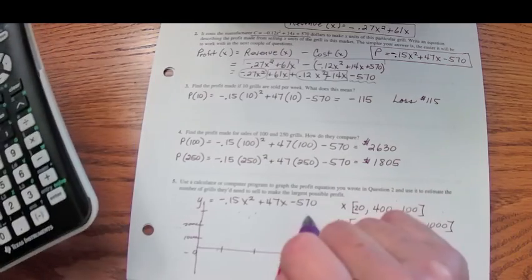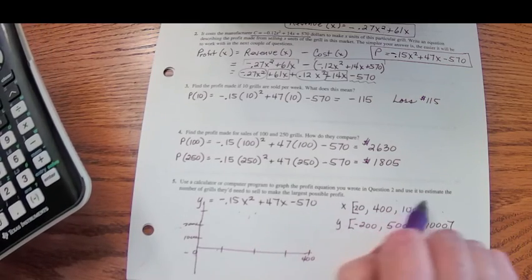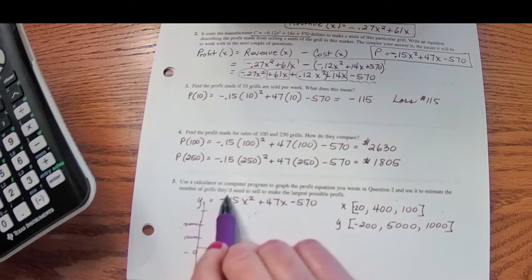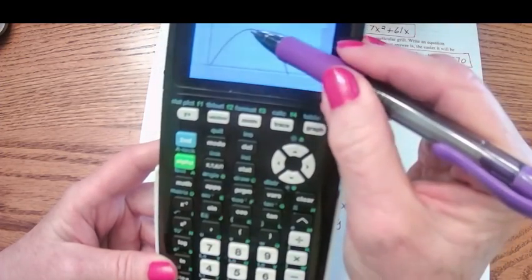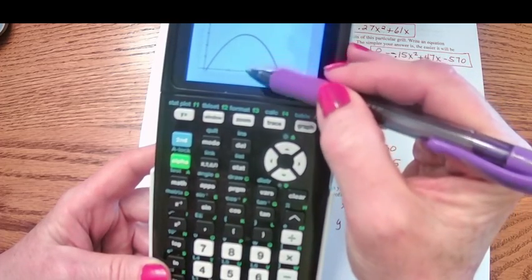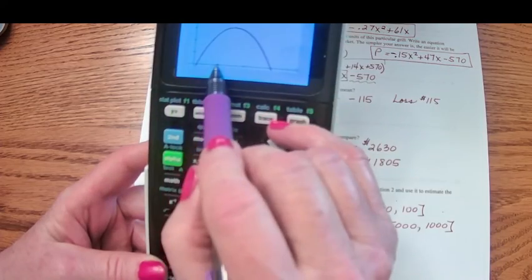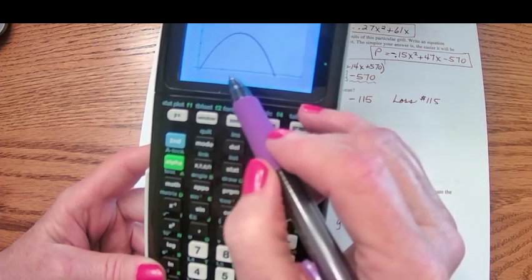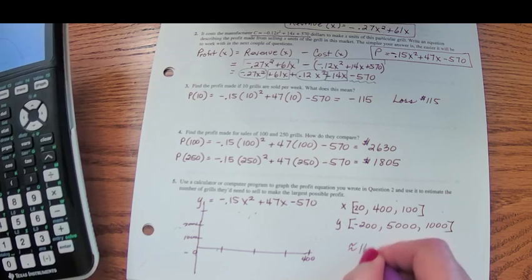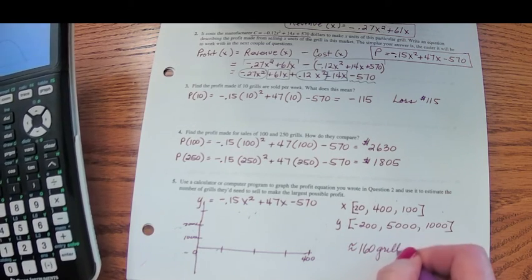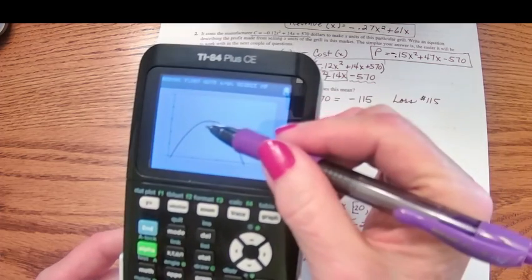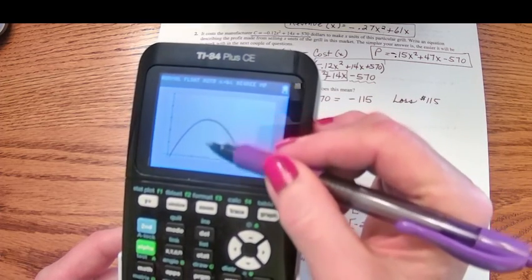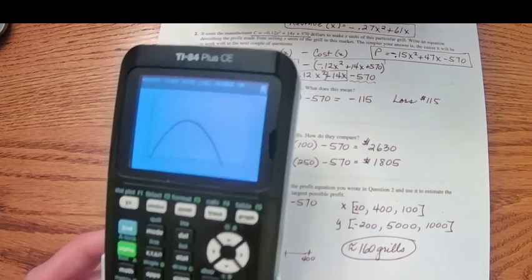What was our question here? Use it to estimate the number of grills they'd need to sell to make the largest possible profit. All right, so that's going to be right about there. So there's 100, 200. It's a little more than half. About 160 grills to make the maximum profit. If you were to drop down here, you'd see that it's a little bit more than half, between 100 and 200.